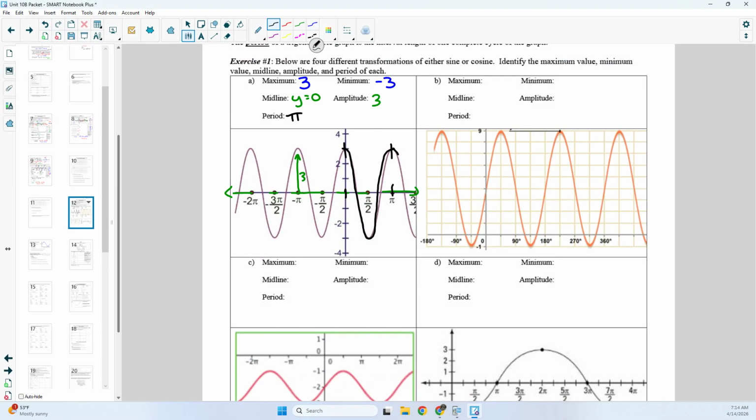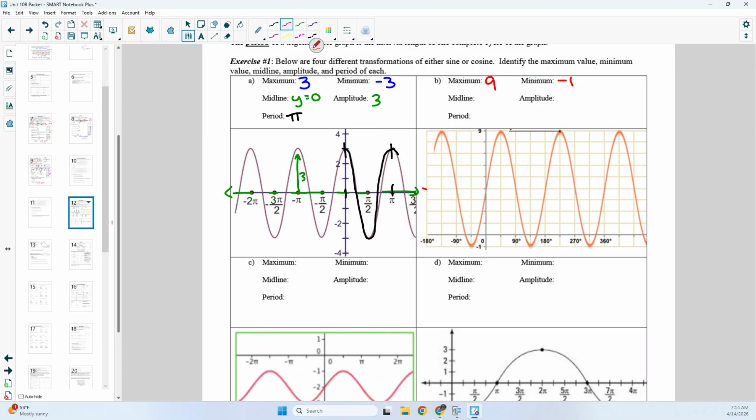Looking at the next graph, we happen to have it in degrees, which is not typical, but just in case you see one like that. And at any point you can go ahead and try these, because this is something in class I'd probably have them just do on their own and then we check them. So the highest value here is a 9, the lowest is a -1.